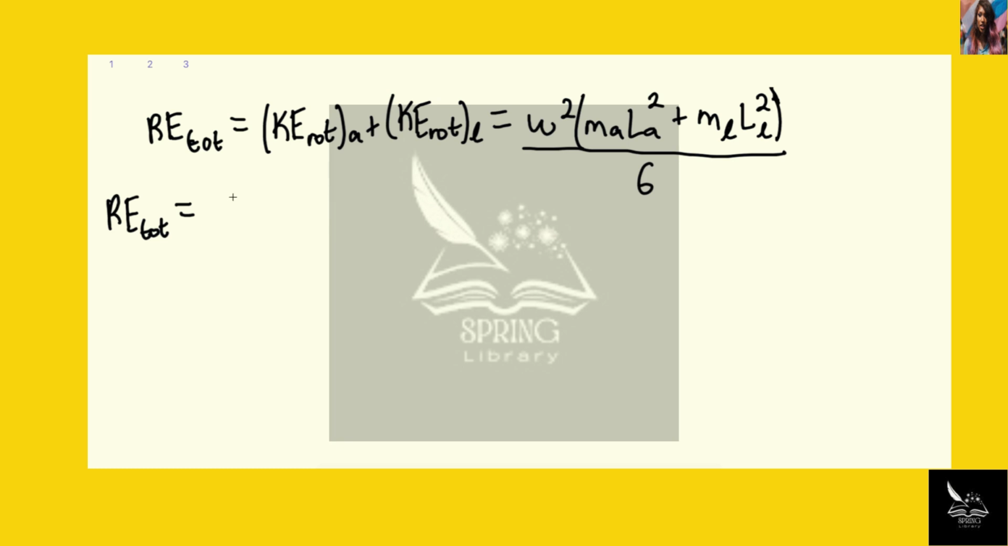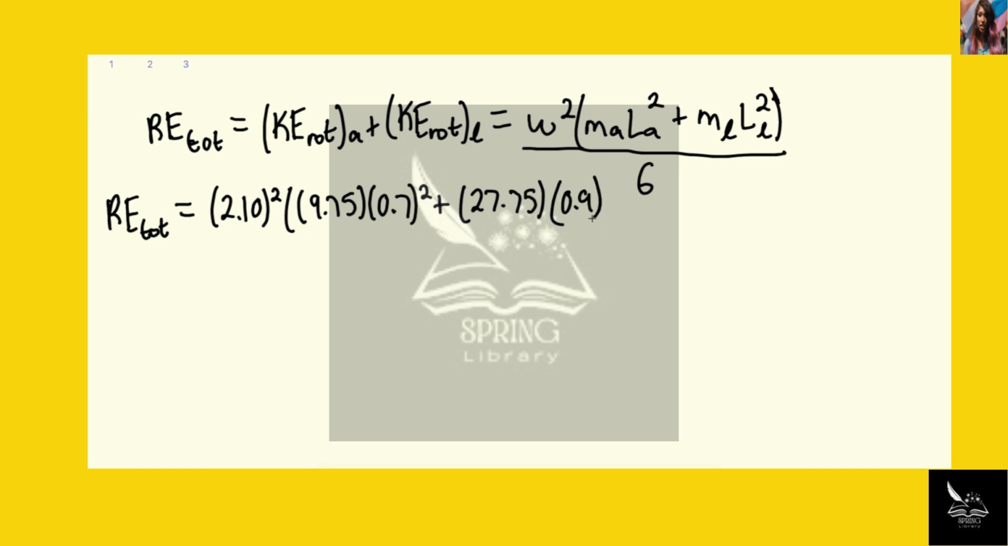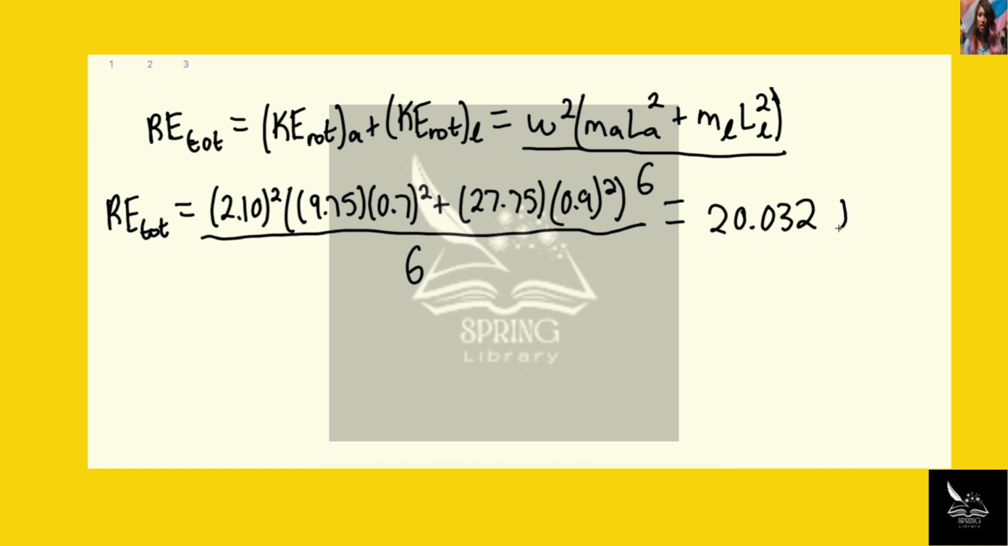Then we can solve for this and say 2.10 squared, and then the mass of the arms, 9.75, the length of the arms, 0.7 squared, plus 27.75 times the length of the legs squared, all divided by 6, and this is going to equal 20.032 joules.